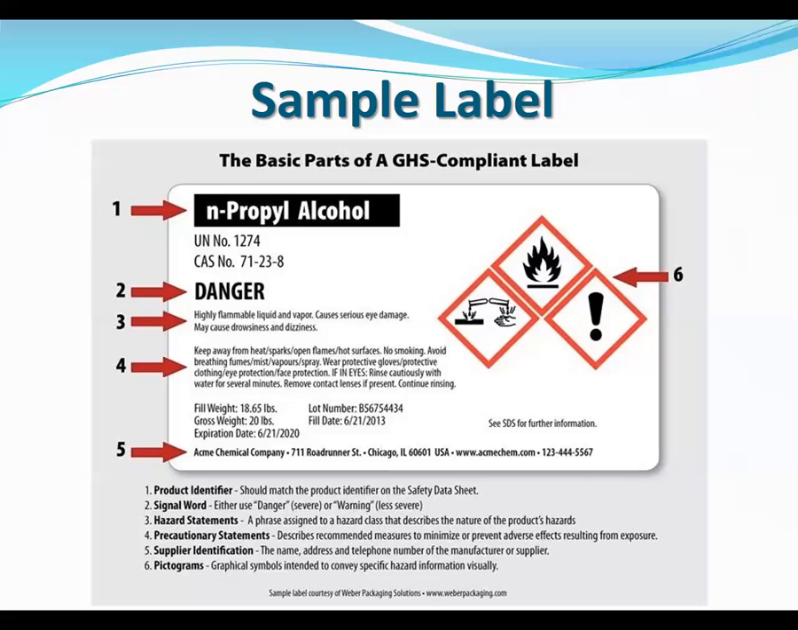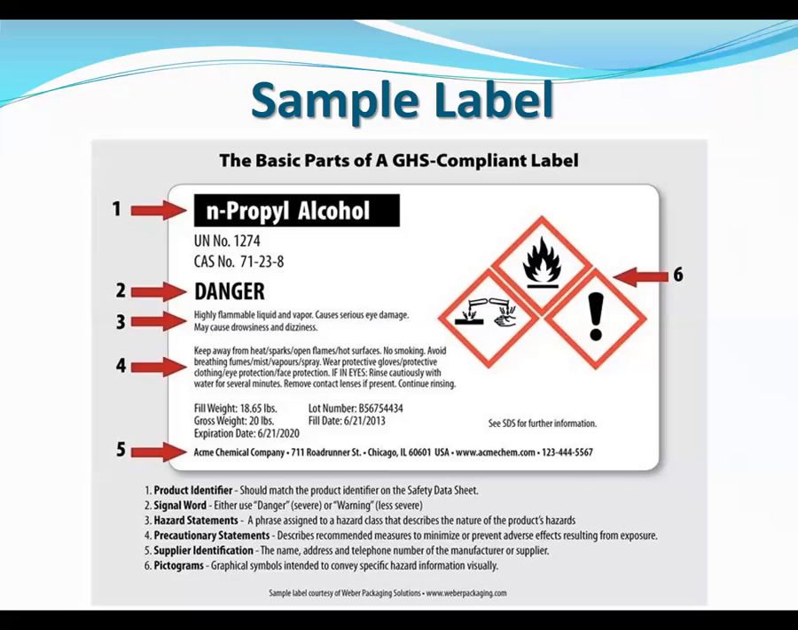Next is number 4, your precautionary statements. Again, they describe the recommended measures to minimize or prevent adverse effects resulting from exposure. Again, for propyl alcohol, keep away from heat, sparks, open flames, hot surfaces, no smoking, avoid breathing fumes, mist, vapors, spray, wear protective gloves, protective clothing, eye protection, face protection. If in eyes, rinse cautiously with water for several minutes. Remove contact lenses if present. Continue rinsing.